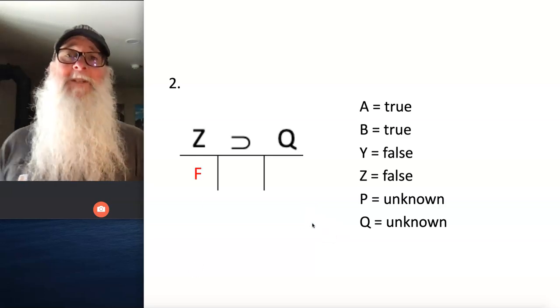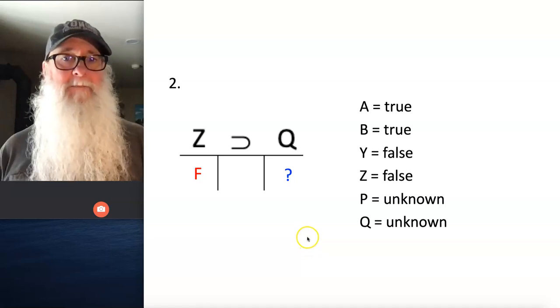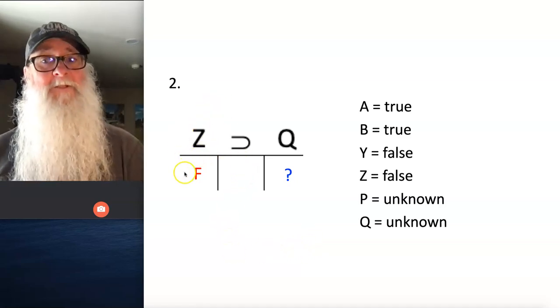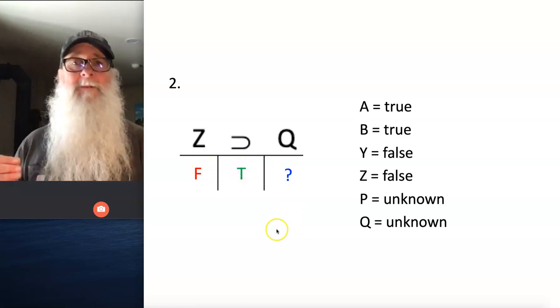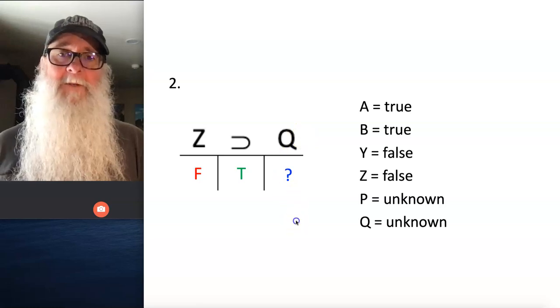Number 2, we know that Z is false, but we don't know what Q is. But again, it doesn't matter what Q is, because anytime the statement on the left side of a horseshoe is false, the horseshoe itself is true. It doesn't matter what the truth value is of the statement on the right side.